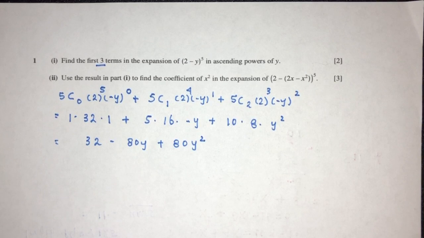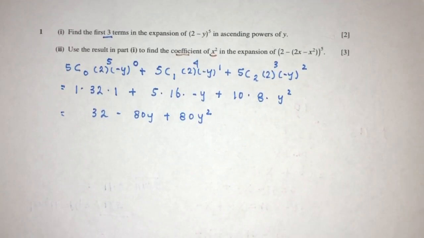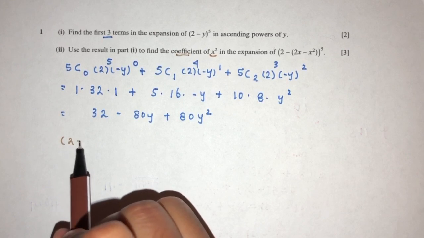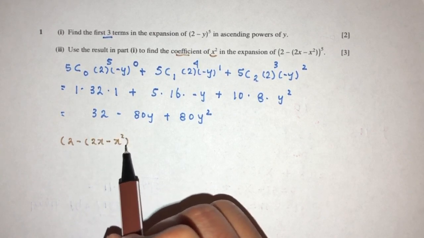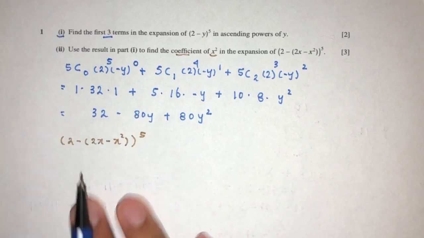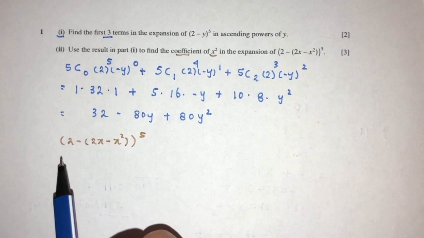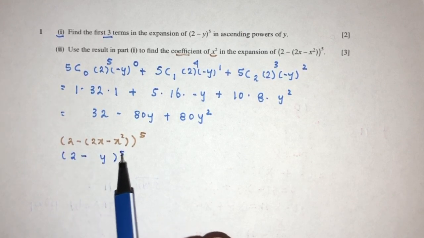We had to find the first three terms of the expansion. Now part 2: we have to use part 1 to find the coefficient of x squared in this expansion. So here we have to find 2 minus 2x minus x squared, power 5. Now we can try to compare. How can we use part 1 in this? By comparison, in part 1 we have 2 minus y power 5.